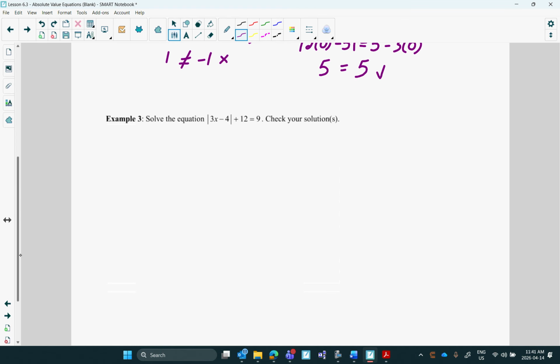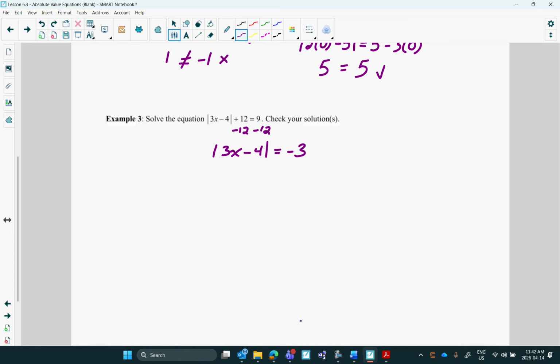This one. What'd be the first thing you do before making two equations? Yeah, we can't make the two equations until this expression is by itself. It's got a plus 12. So we've got to move that first. Now we can make the two equations. Okay.